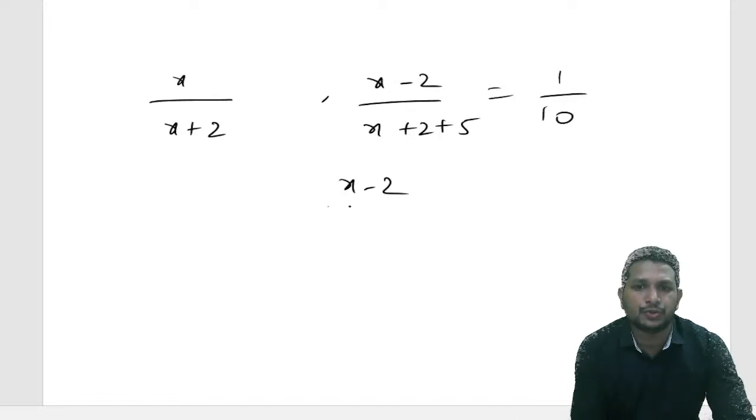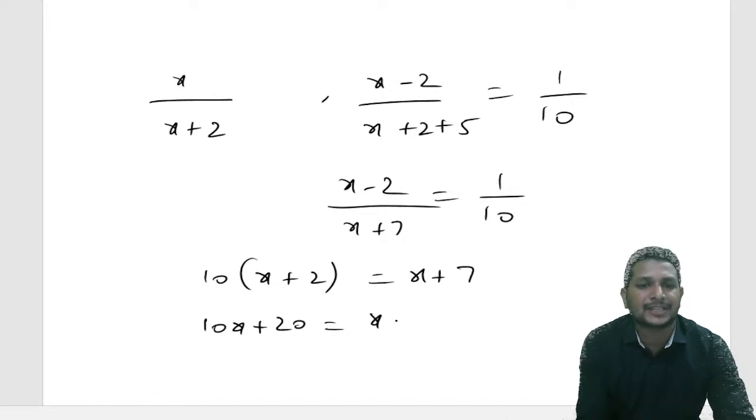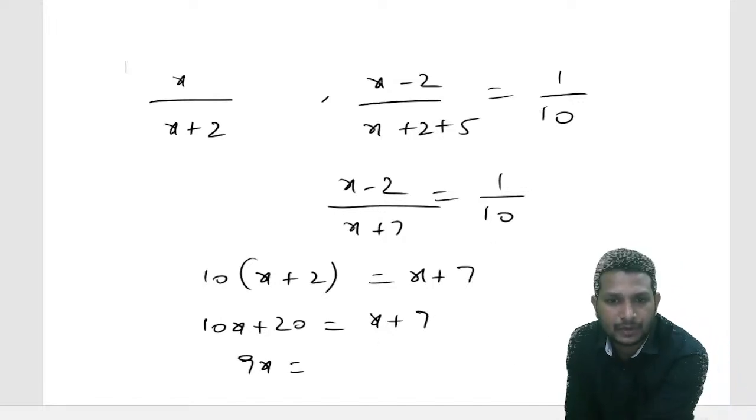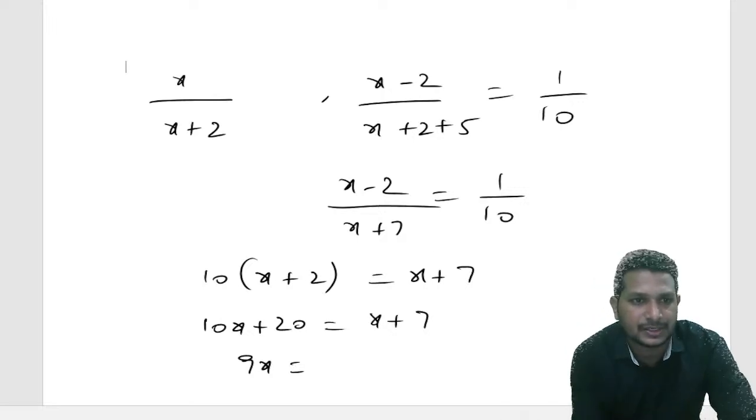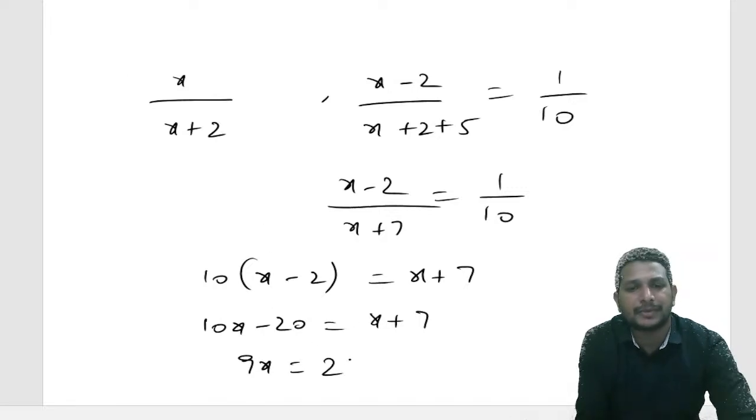So x minus 2 by x plus 7 equals 1 by 10. Cross multiplication: 10 times (x minus 2) equals x plus 7. So 10x minus 20 equals x plus 7. Shift the like terms: 10x minus x becomes 9x. Sorry, this is minus 2, right? Yes, I wrote it as plus. Okay. So 9x equals 7 plus 20, which is 27.